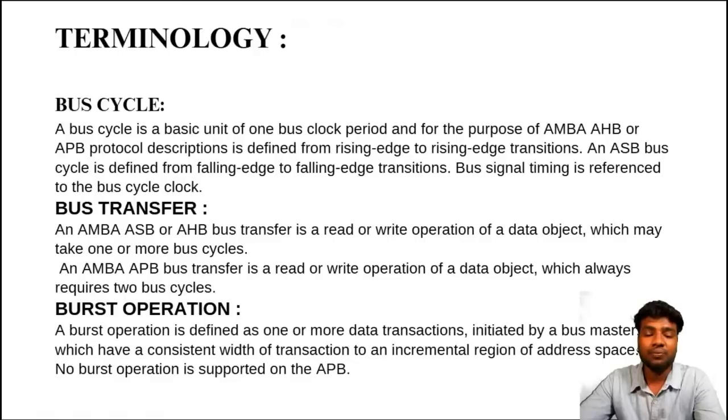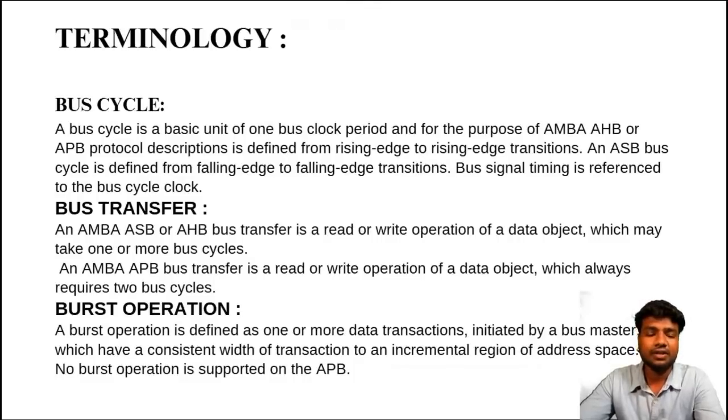But if you take an APB, it will take at least two cycles. It requires two bus cycles to do the read and write operation in the protocol. So ASB and AHB only need one cycle, but APB needs two cycles to transmit and receive data between the master and the slave. So APB, AHB, AXI, all things are based on master and slave. Like if you take a UART, there is a transmitter and receiver. Same as in these protocols, we are using master and slave terminologies.